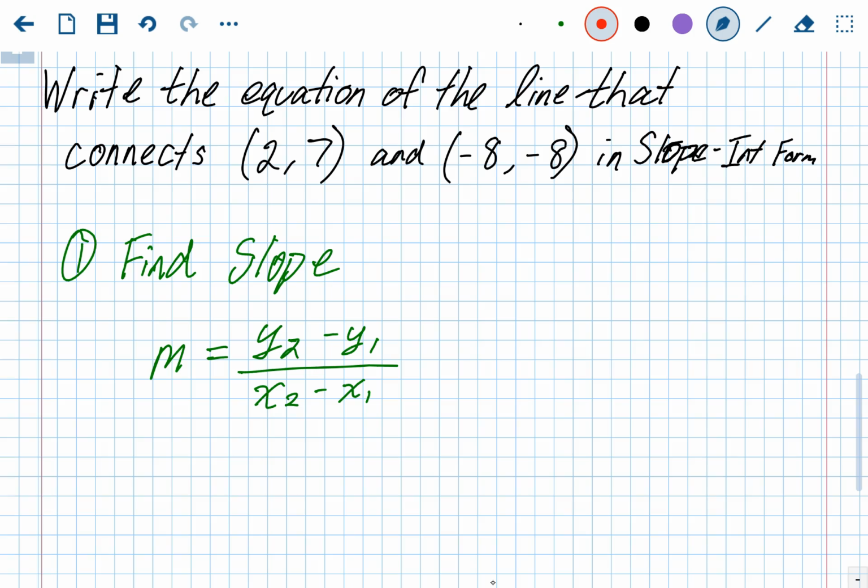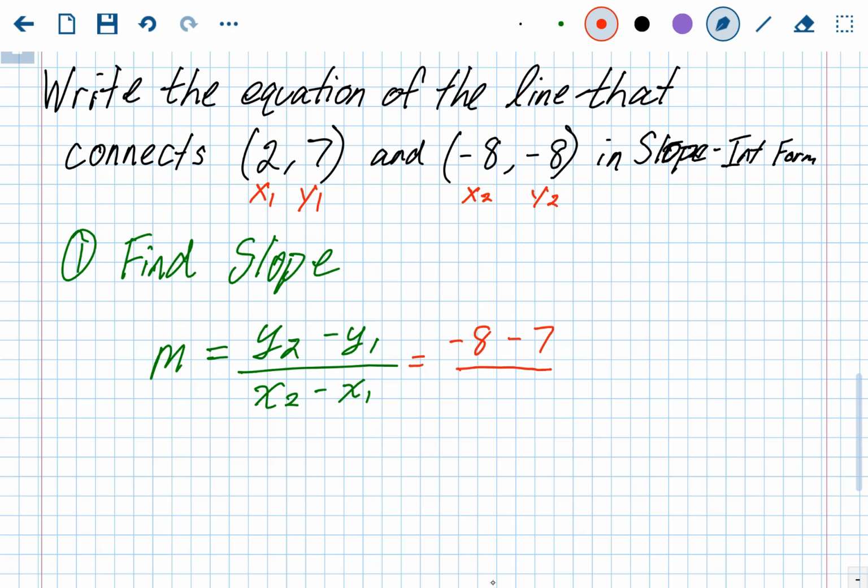So we're finding the equation of the line that connects the point (2, 7), that'll be my x1 and my y1, and (-8, -8), that'll be x2, y2. And we're starting off by finding the slope of the line that's going to connect those two. So plug in the values, y2 minus y1. y2 is -8, y1 is 7. So -8 minus 7 on top.